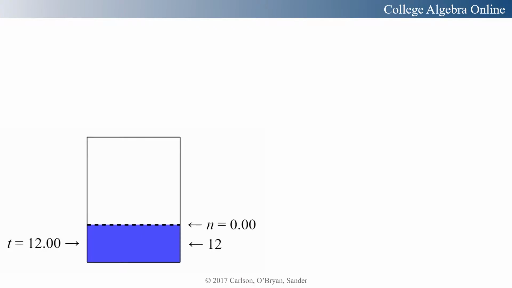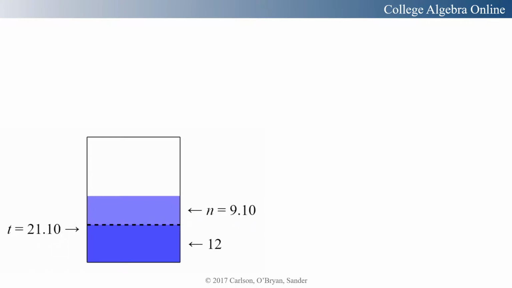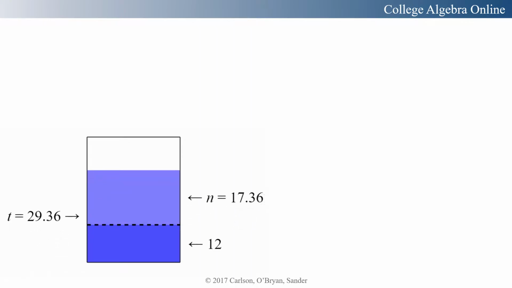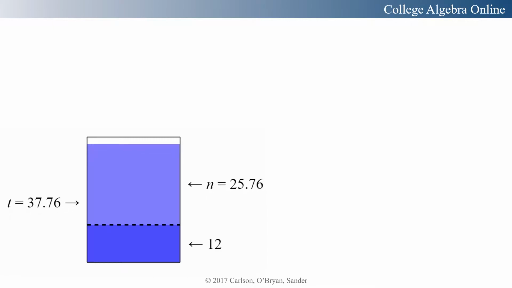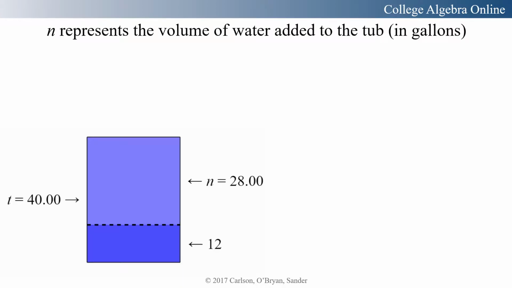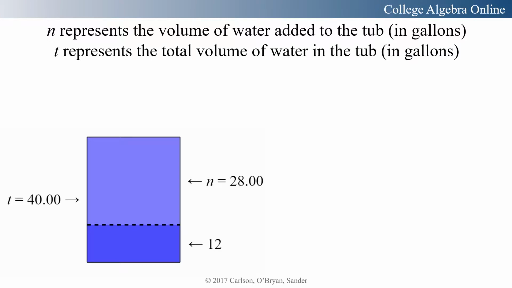A tub contains 12 gallons of water to start with. Then, additional water is poured into the tub. Let's pay attention to two varying quantities in the situation: the total volume of water in the tub and the volume of water added to the tub. We will let N represent the volume of water added to the tub in gallons, and we will let T represent the total volume of water in the tub in gallons.